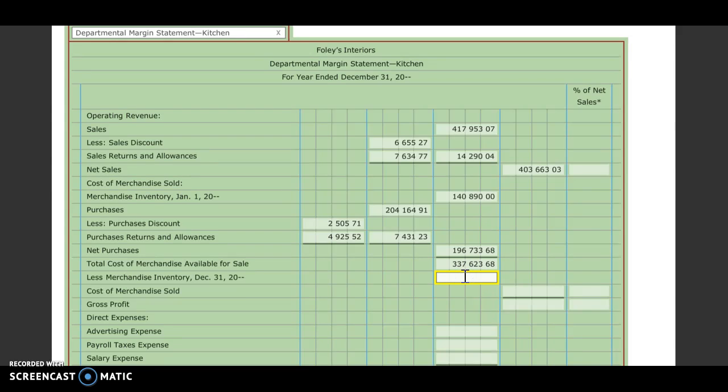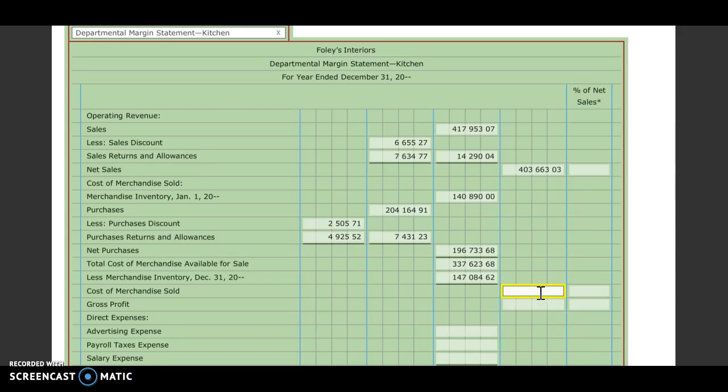Okay, less merchandise inventory on December 31st. Now we can get that number from a couple different places. I have too many documents. If we look at our general ledger, we can look at our final balance of our merchandise inventory, which is 147,084.62. Or we can also get that from our adjusted trial balance. Same thing, $147,084.62.